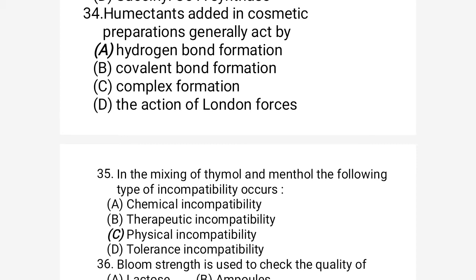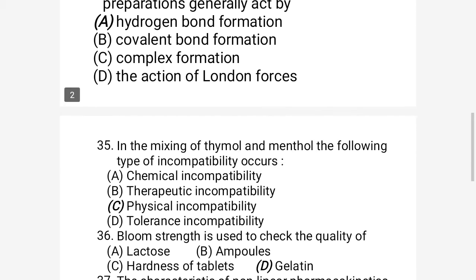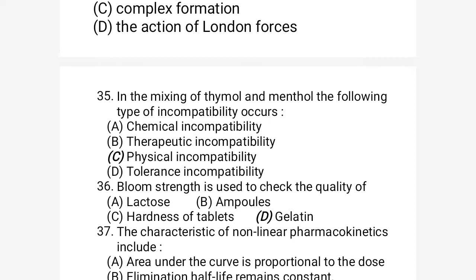Next, question number 35. In the mixing of thymol and menthol, the following type of incompatibility occurs. So which type of incompatibility? Incompatibility means if we are mixing two compounds together, then what happens? They can affect each other, meaning either their activity may decrease or their physical or chemical state may change. That is called incompatibility.